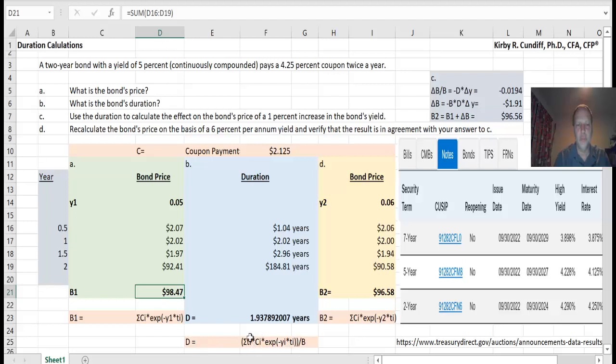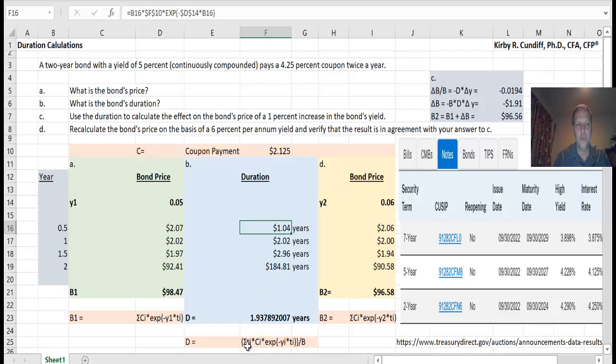So first we will sum all of these terms right here. Then at the end, we will divide by the bond's price. Our first term then is going to be the time T1 when the first coupon is paid, our 0.5 years, times the present value of that coupon, which is $2.07. So 0.5 times 2.07 gives us $1.04 years.